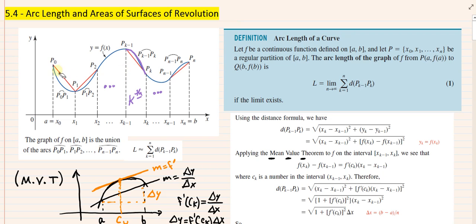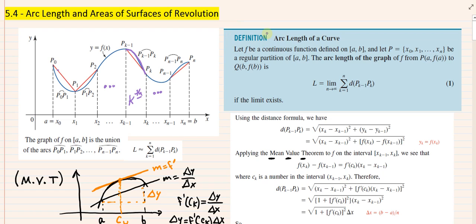And then, just like before, eventually we allow these delta x to be smaller and smaller, so that the error in the approximation of the actual curve using the straight line segments will diminish. And so, based on that, we have our definition of arc length of a curve.